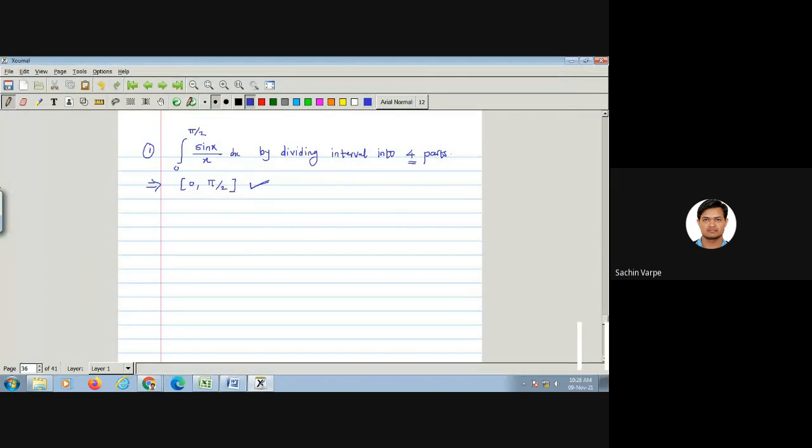Here the interval is given to be 0 to pi by 2. The length of the interval means higher value minus lower value, so it is pi by 2 minus 0. So the length is pi by 2. When I divide the interval into 4 equal parts, the length of each part, which we denote by h, is equal to pi by 2 minus 0 upon 4 parts. So that will be pi by 8, the value of h.